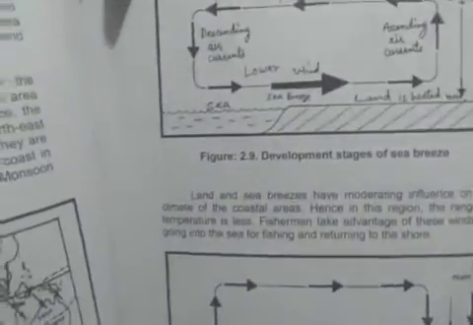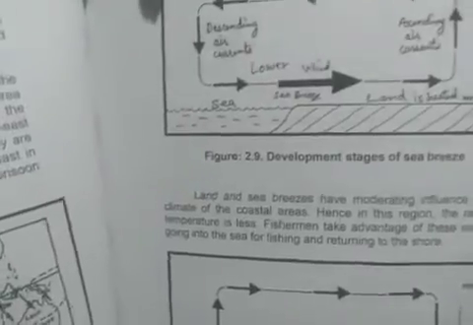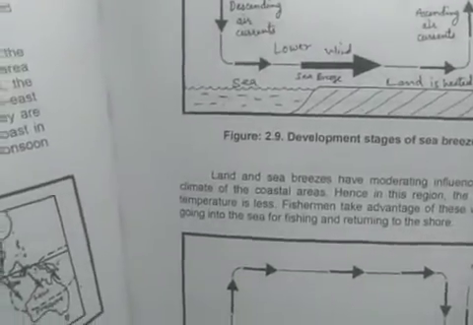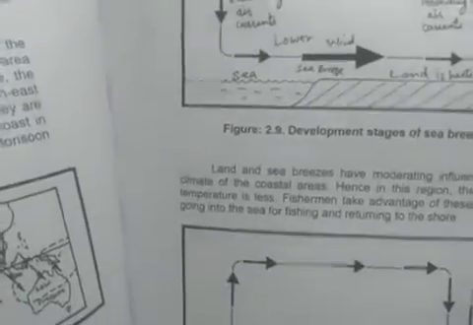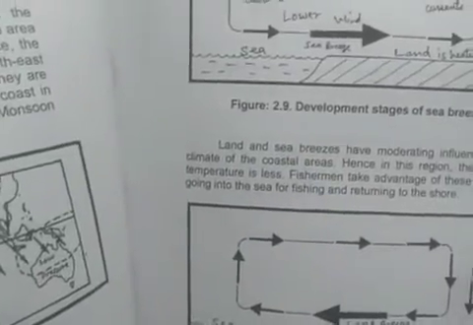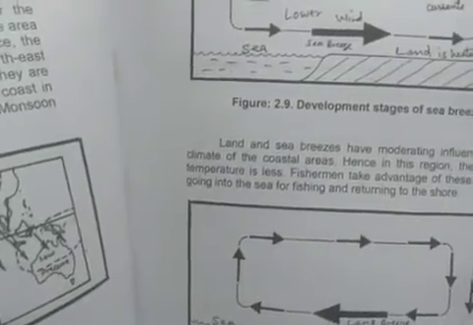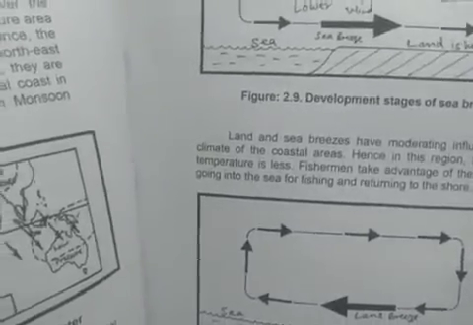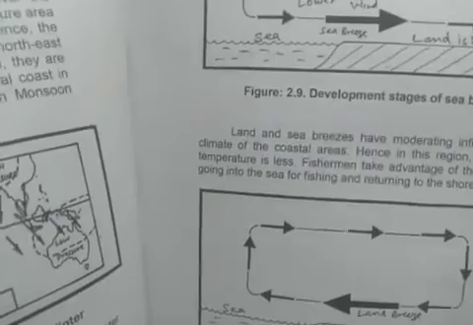Figure 2.9: Development stages of sea breeze. When the sun is there, land is heated more. Air currents flow toward the land at the lower level as sea breezes, with ascending air currents on the upper level.